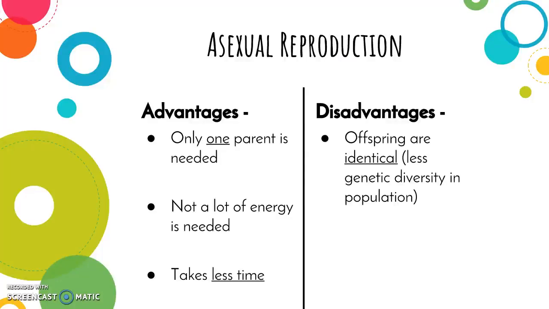So asexual reproduction has some advantages. They only need one parent. They don't need a lot of energy in order to do this. They don't have to spend time going out to find a mate. And so because they're not having to spend the energy finding a mate, it also takes less time for the reproduction to happen. Some disadvantages, or the main disadvantage, is that the offspring end up being identical to their parent cell, meaning that they're not going to have any genetic diversity in their population.